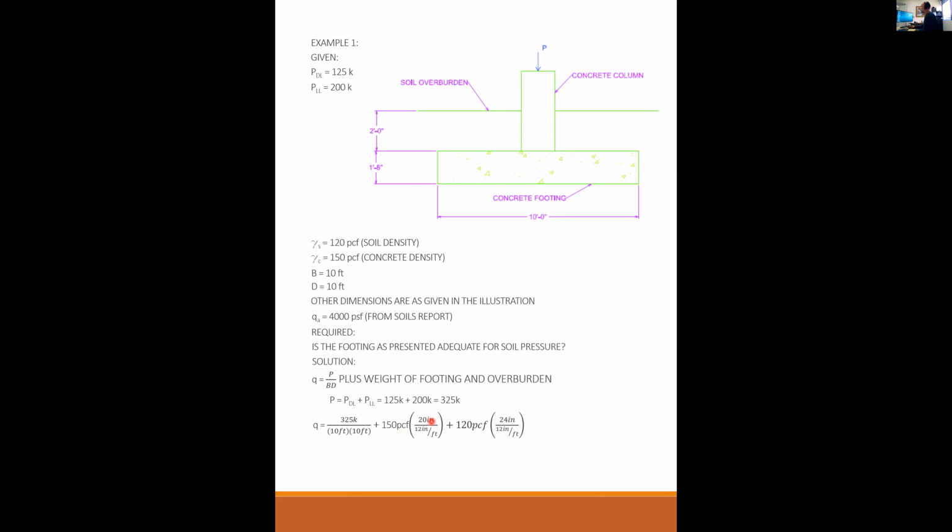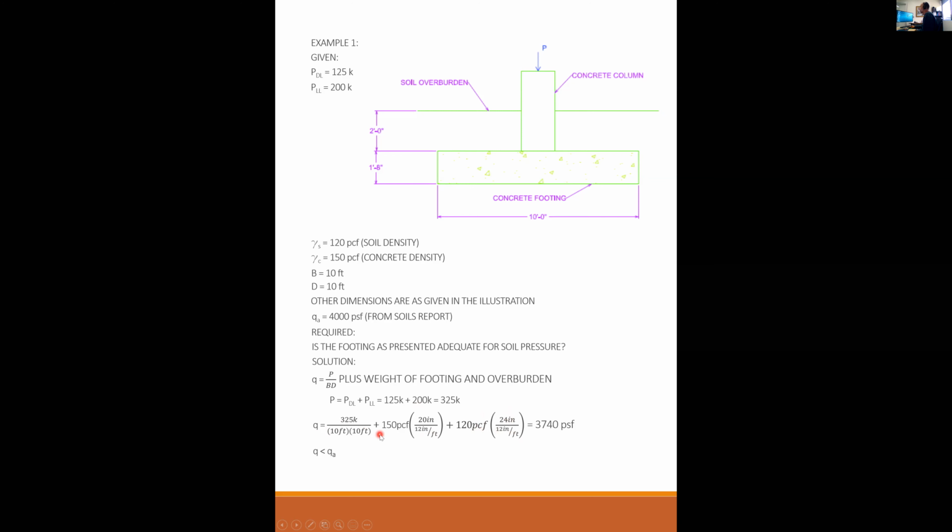Because this is inches and this is pounds per cubic foot, to convert that, I take my inches divided by 12. What that does is 150 pounds per cubic foot times a depth of 20 inches divided by 12 inches per foot gives me pounds per square foot. And that's what we're looking for. Q is a pressure, pounds per square foot. Plus the density of my soil times the thickness of the soil, 24 inches divided by 12 inches per foot. I crank this all out and I get 3,740 pounds per square foot.